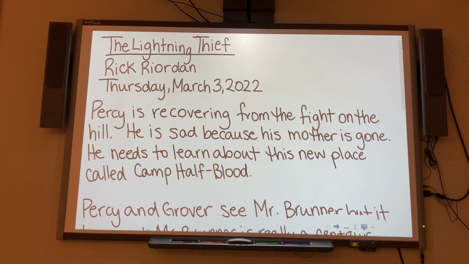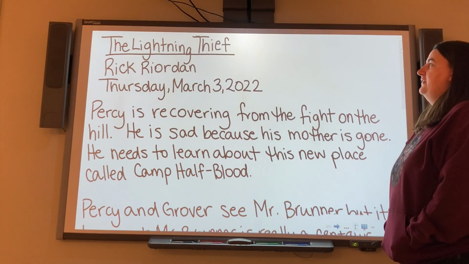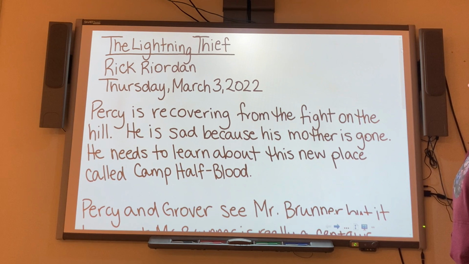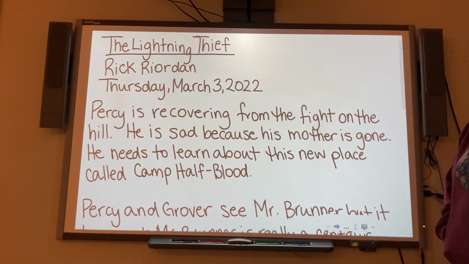So every Wednesday and every Friday when you read your Black History novel, you're going to do a personal reading journal. You start with the title of the book, which you underline. You write the author and the date. So today is about The Lightning Thief. So I wrote The Lightning Thief, I underlined it, I wrote the author's name, Rick Riordan, and I wrote the date, Thursday, March 3rd, 2022.